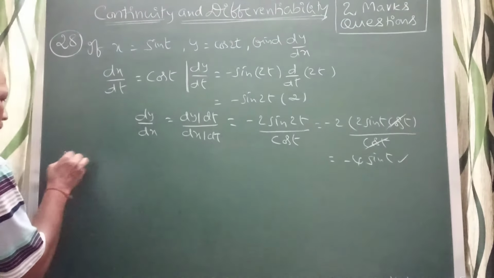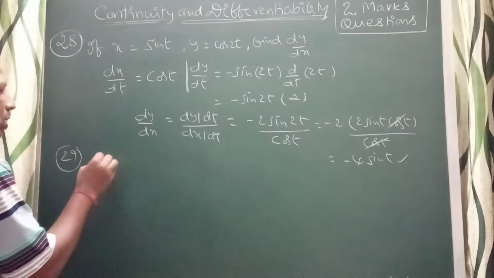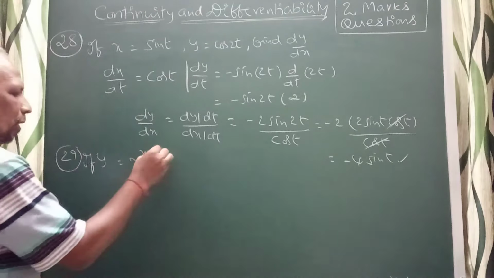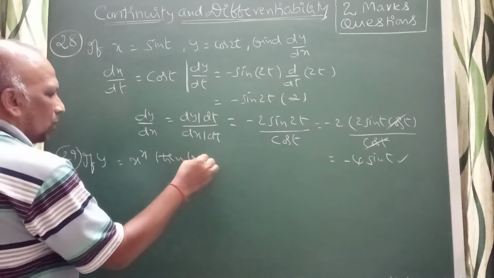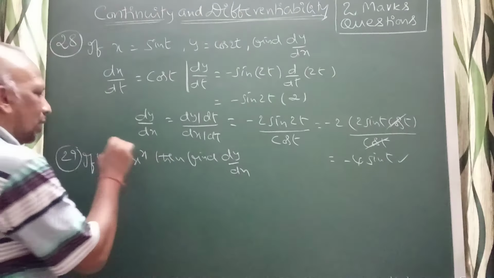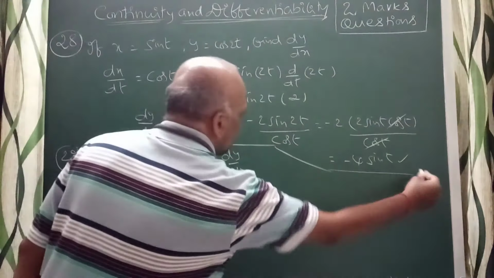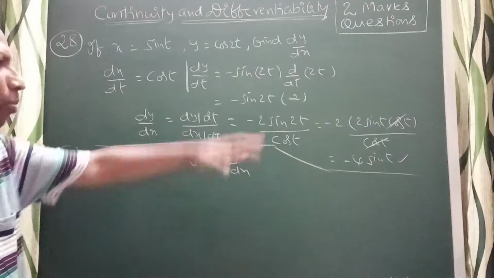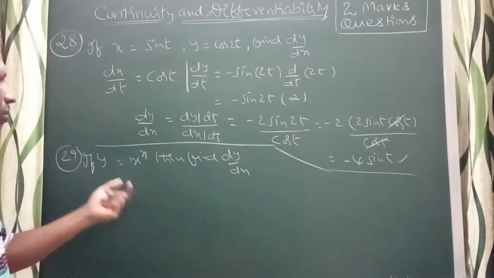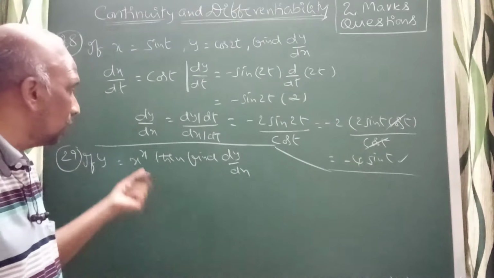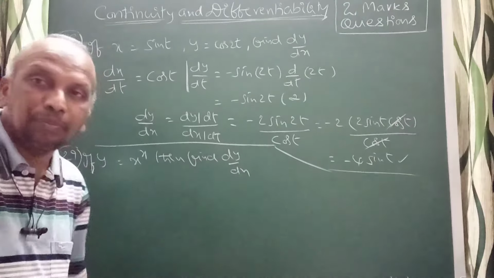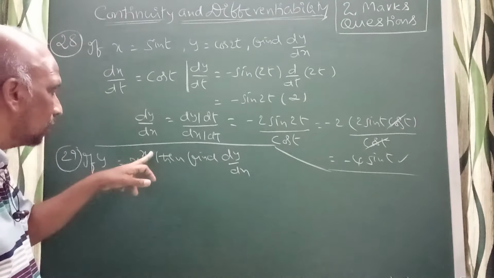Now another one, the 29th. If y equal to x power x, then find dy by dx. This problem is different, right? They are asking to find dy by dx. When the variable is in the power, you should definitely apply logarithm.